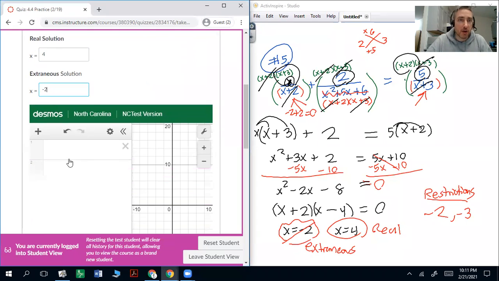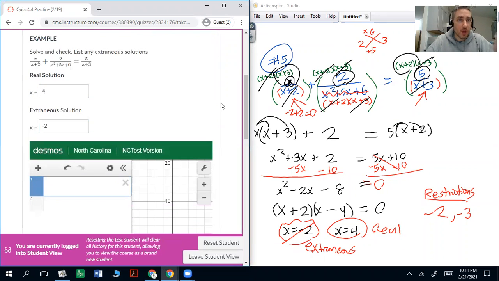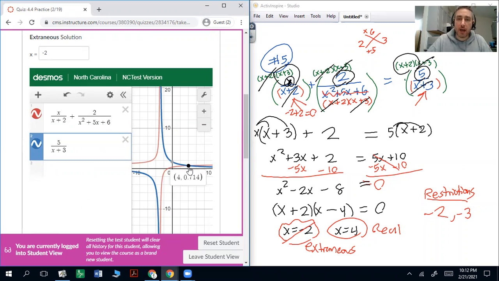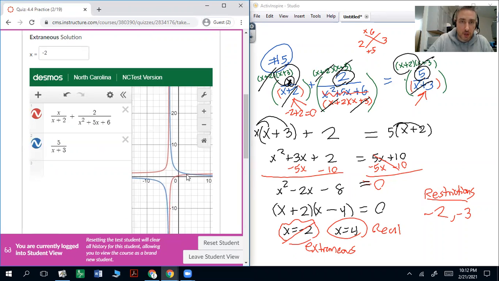I'll again model this on a graph here. If you just graph the original expression, you're only going to get the real solution. And that's okay. If your question only wants the real solution, then you can do that. So x over x plus 2 plus 2 over x squared plus 5x plus 6, equals 5 over x plus 3. We'll do that in a new line, and you'll see them cross here at 4, right? They won't cross at negative 2, so you won't get that extraneous solution by the original graph.